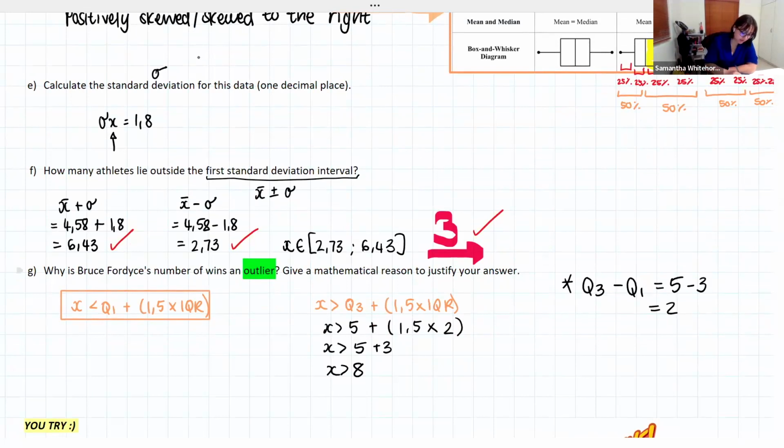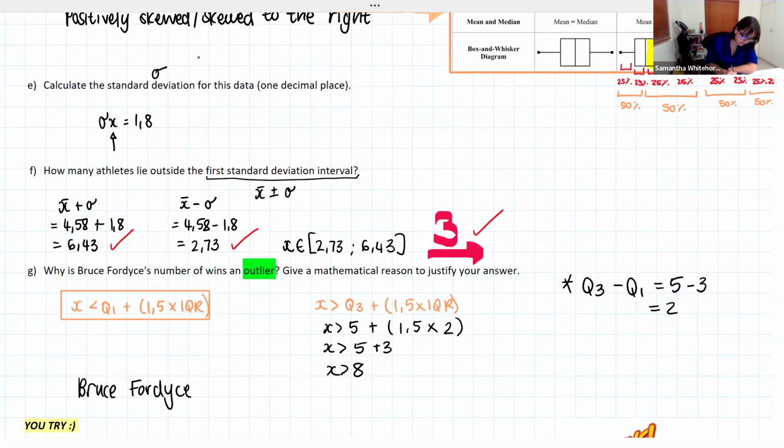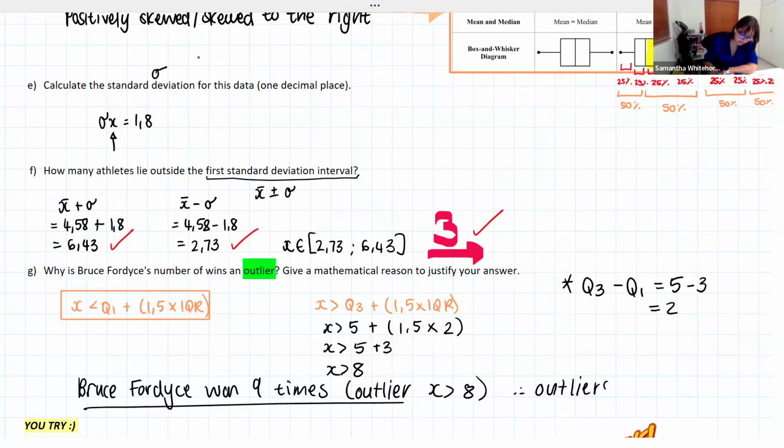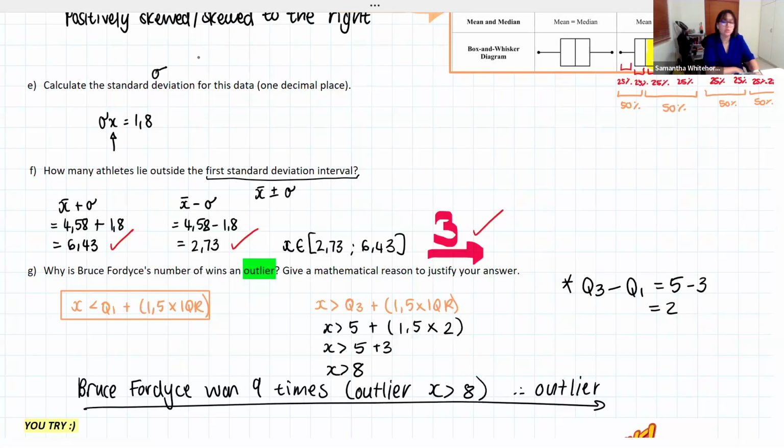Now Bruce Fordyce had 9 wins. And our outlier would be considered where X is greater than 8. So therefore, it is an outlier. Okay, so you can use your quartiles and interquartile range, the spread of your middle 50%, to determine whether or not something is an outlier.